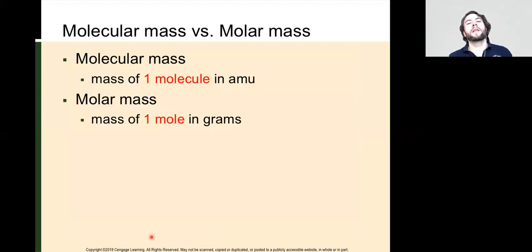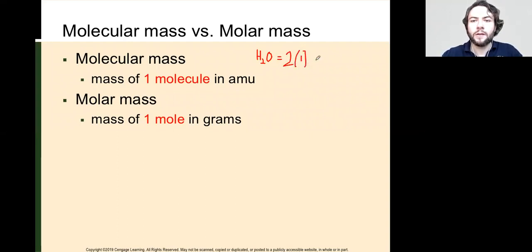So, molecular mass versus molar mass. Molecular mass is the mass of 1 molecule in atomic mass units, and molar mass is the mass of 1 mole in grams. For example, if we have water, which is H2O, it has a molecular mass. The molecular mass is equal to 2 times 1, the mass of the hydrogen, plus 1 times 16, which is about the molecular mass of the oxygen. And so that will be equal to 18.